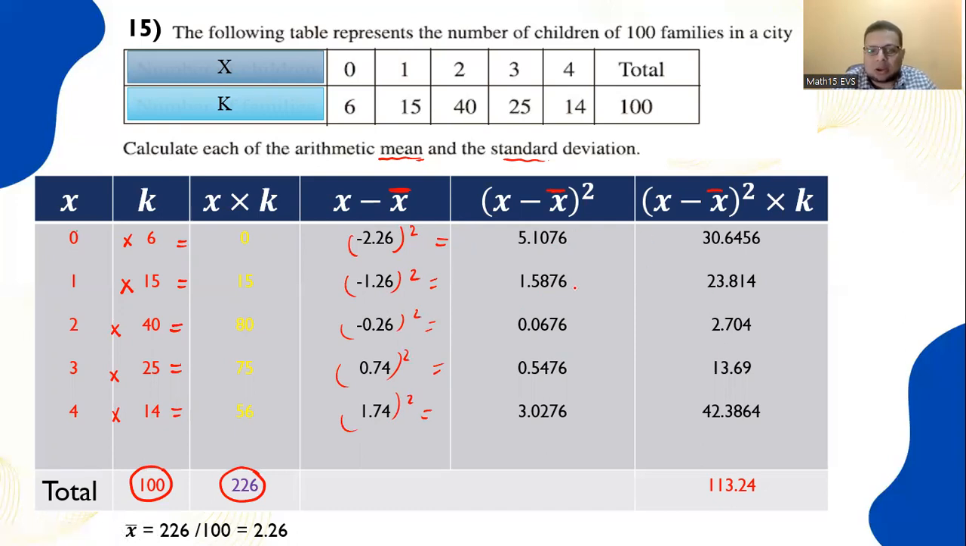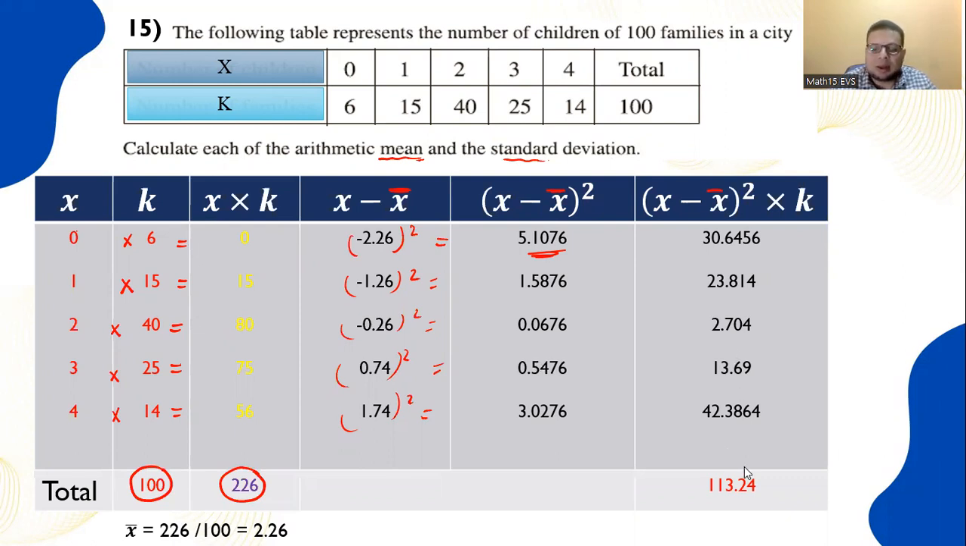And the last column here is x minus x bar power 2 times k. K here is 6. So this times 6 will be 30.6456, and so on. This column multiplies k, 6, 15, 40, 25, and 14, with the corresponding number in the column x minus x bar power 2. You will get these values.